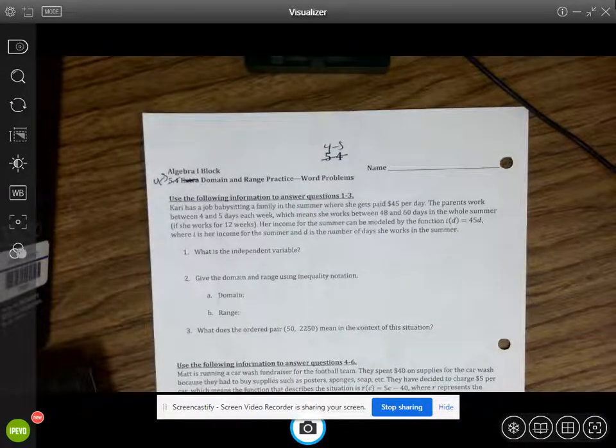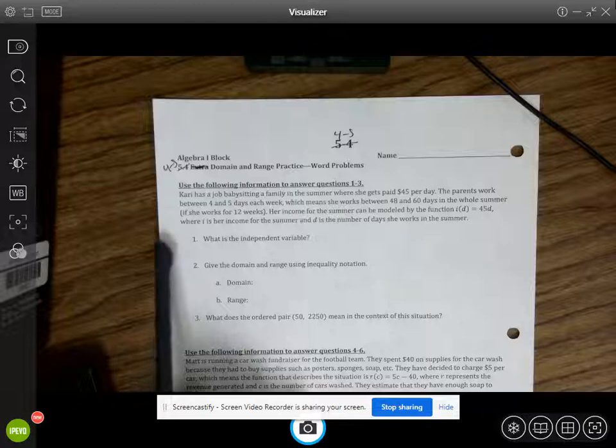So now we're going to get into some word problems. There are 2 types of word problems that you're going to see for how to write your domain and range, and it's going to depend on the type of problem and what it says. So let's look at this first one together.